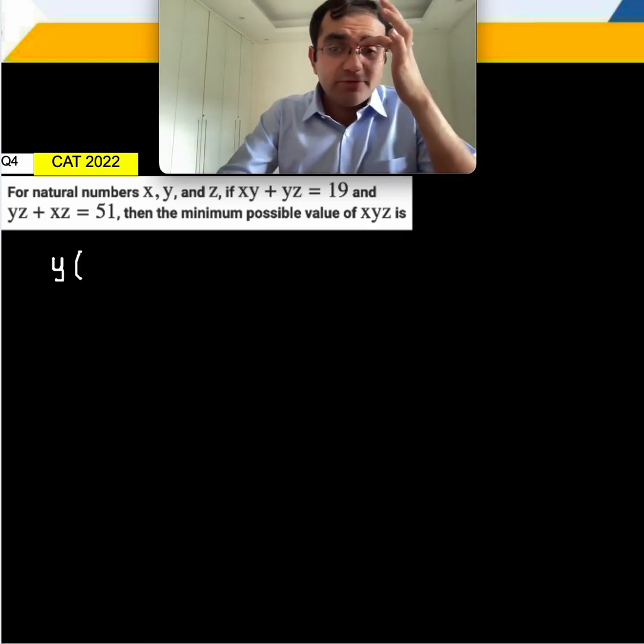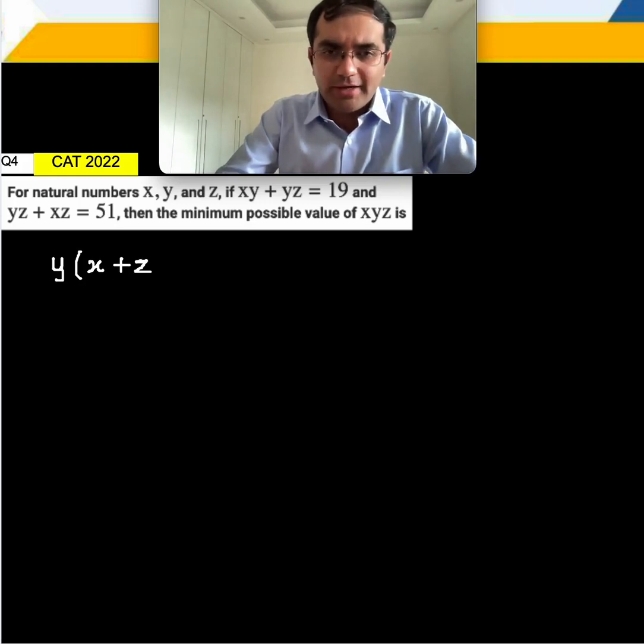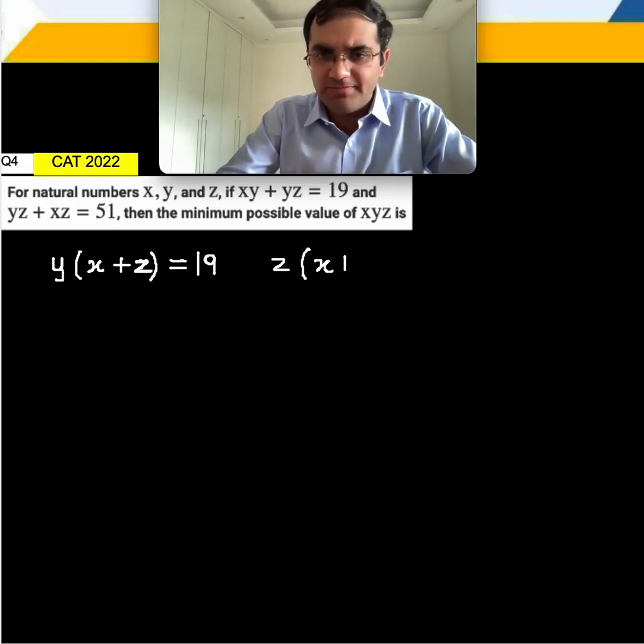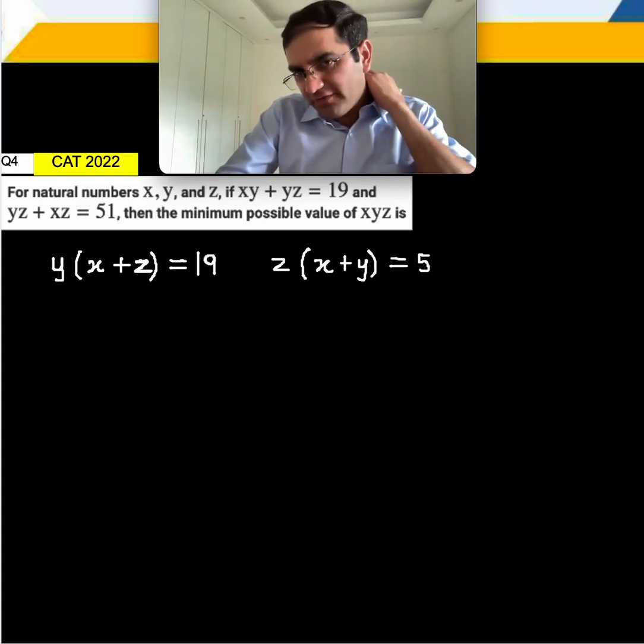So for example, you have two equations given over here. I've taken y common, into x plus z is 19, and the other one I've taken z common, into x plus y is equal to 51. Find the minimum value of x, y, z.